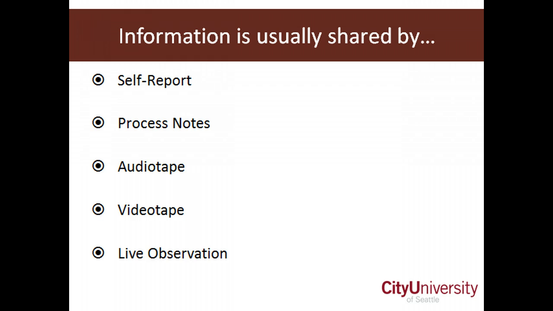In terms of how supervision works, usually information is shared by one of the following venues, possibly more than one. Self-report is very common. That's when a supervisee comes into the supervisor's space, perhaps their office, perhaps they go to a different room, and just shares about what's been going on, their own perception of the session.